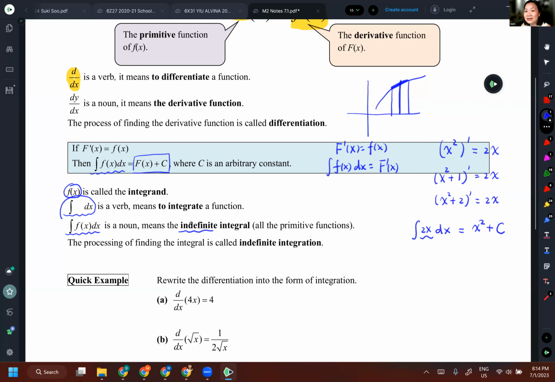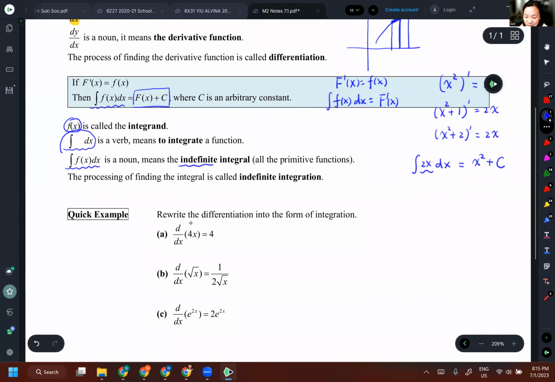Anyway, this whole thing is an integral. Why do we call it integral? Because it's the opposite of differentiation. Differentiation means to cut the graph into pieces. Now we need to put them all together. So that's the naming of these concepts. Why is the outcome called an integral?